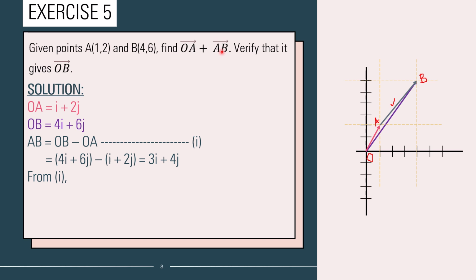So from this equation, what can we do? We can get OA plus AB, which we need, which is the question. So take OA on the other side, so you will get OA plus AB equal to OB, right? This is what we have to verify also. So now you will solve it. OA you will put i plus 2j, AB you will put 3i plus 4j, which you got from here. So you will get the answer, which is 4i plus 6j, which is equal to OB, hence verified. Okay, that's how you solve this question. These kinds of questions are expected in examination also. It's a very simple question by just using the head to tail rule, which you have to remember.